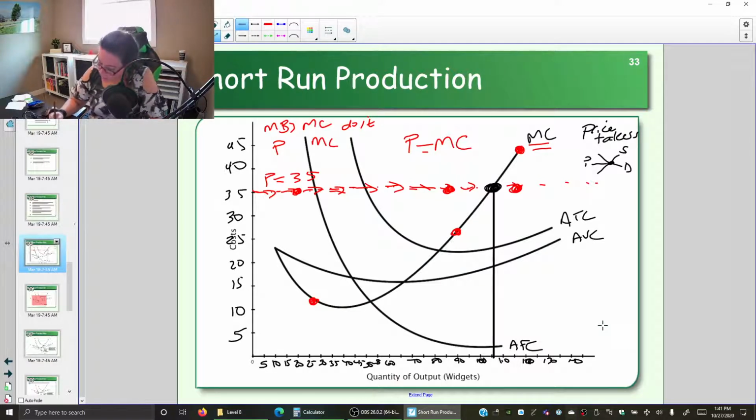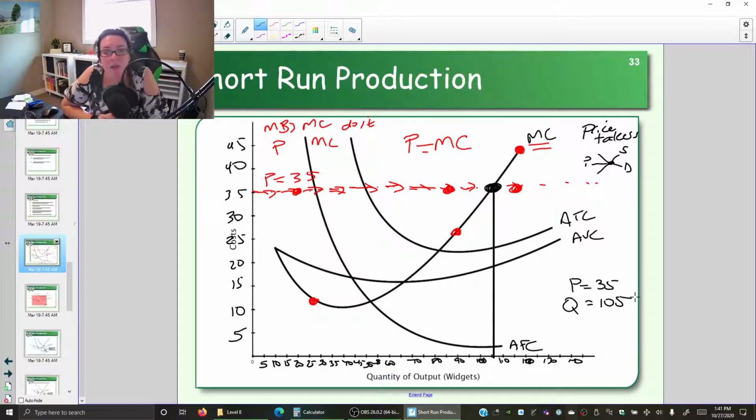So if the price in the market is 35 bucks, then the quantity we would be willing and able to sell as a business is this quantity here at 105. Okay. So we're going to sell 105 units at 35 bucks a piece.